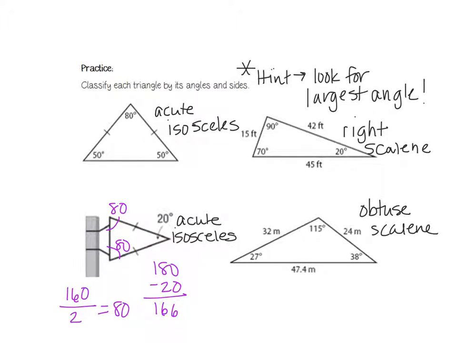So the important thing to remember is that when you're classifying it, it will have more than one name. It will have both the angle and the side classification when it gives you pieces of information for both.